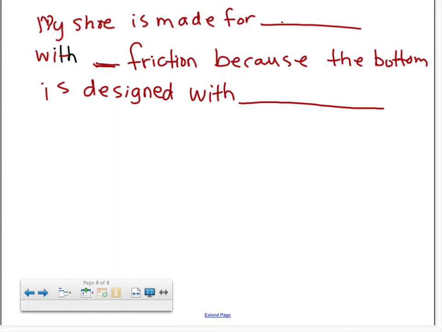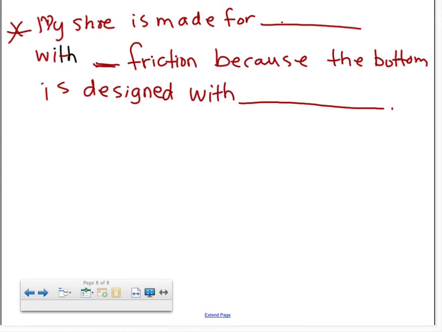Once you've filled in all of these blanks, then you will be able to decorate and design your shoe. Make sure your bottom is at least designed in accordance to what you've written here. Any questions? What friction? High or low? So if it has spikes on it, you tell me. That's what you're being assessed on. On the back, you can put high, low, or medium, yes.